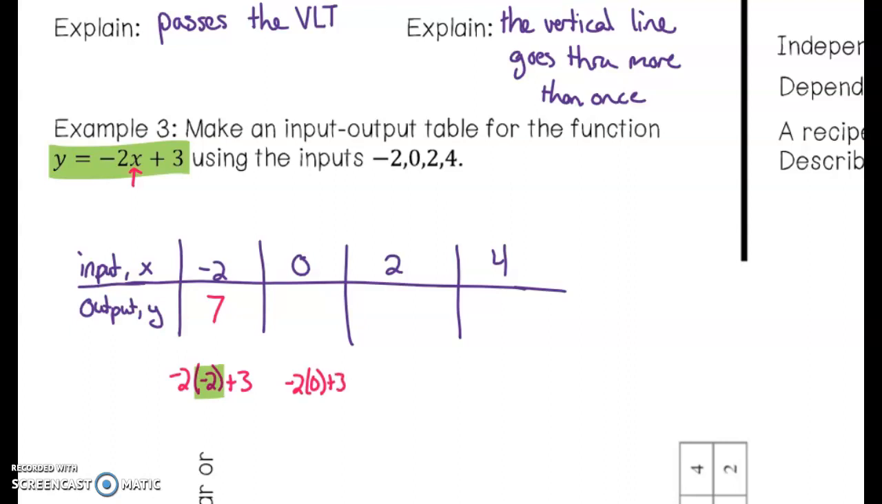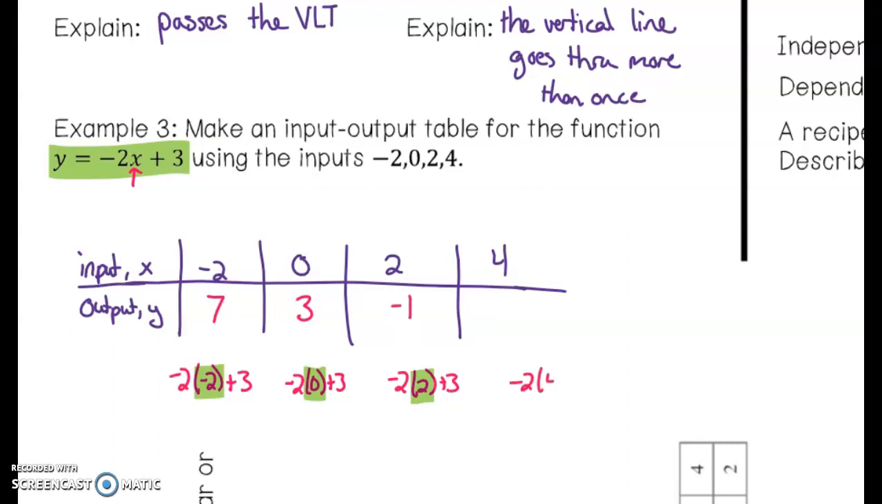So negative 2 times 0 and then plus 3. And we're going to get 3. And then we're going to do it again with an input of 2. So plug the 2 in, and once again, calculator or in your head, you plug the 2 in where x goes. So you have negative 2 times 2 plus 3. That's negative 4 plus 3, which is negative 1.